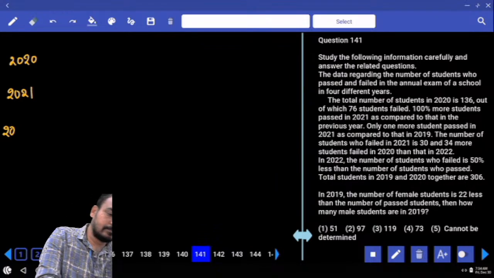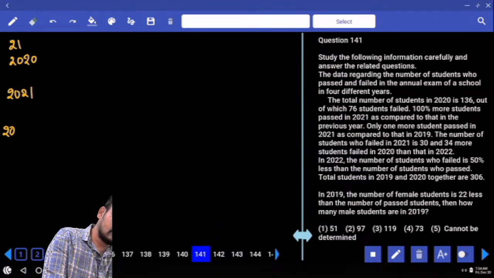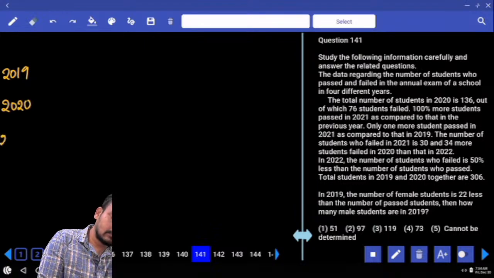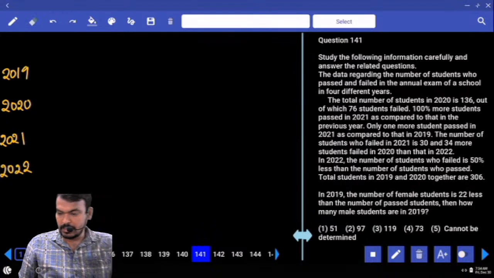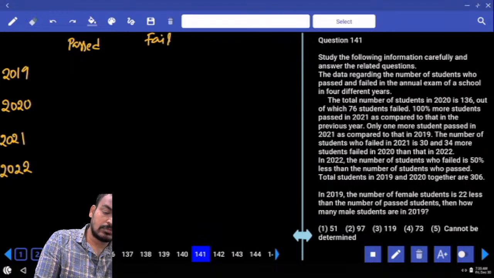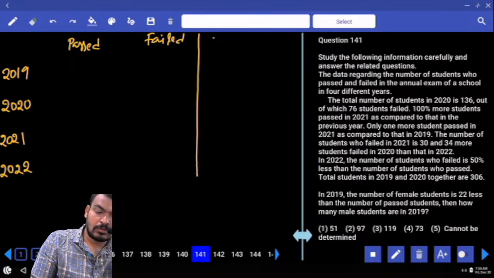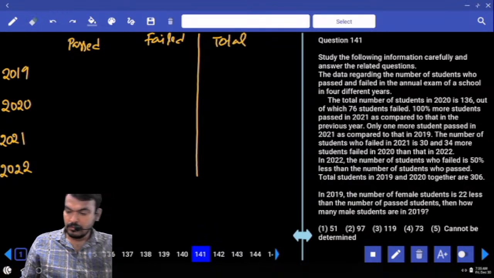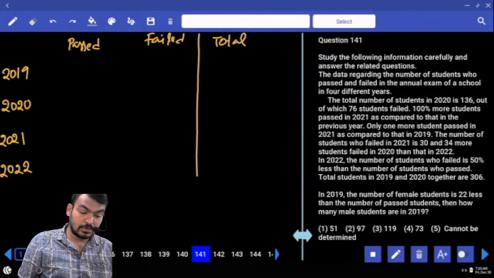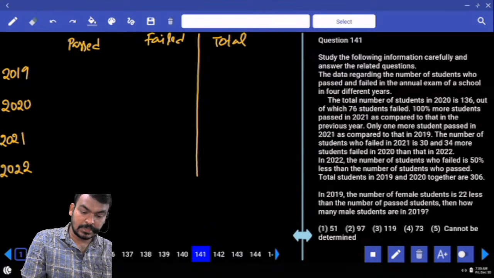2019 is also given. 19, 20, 21, 22. How many years are given? 4 years. And out of this, failed students and passed students. One is passed students, another one is failed students. These two added, we get the total students, or not? Total students. First, the total number of students in 2020 is how much? 136. 2020 total students are how much? 136.